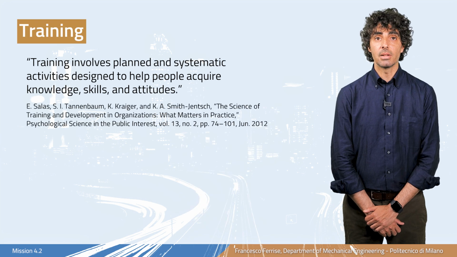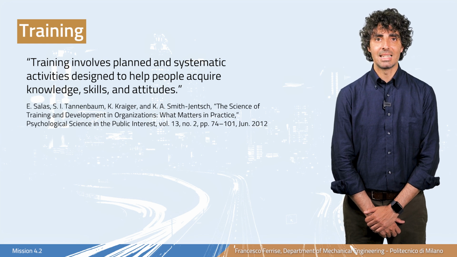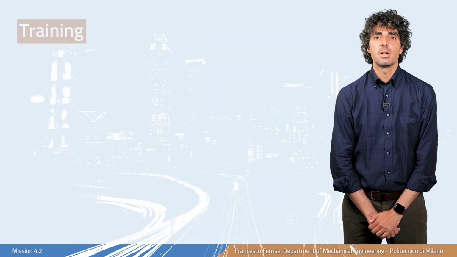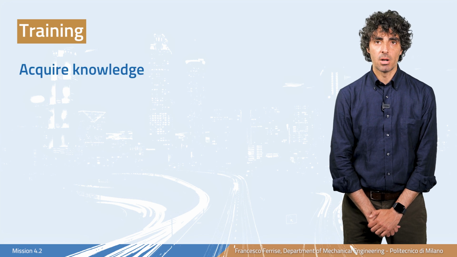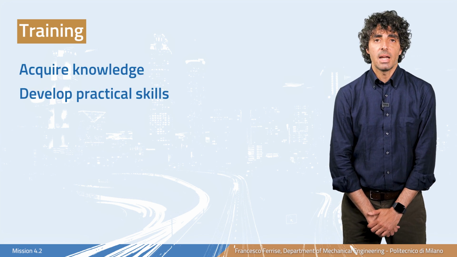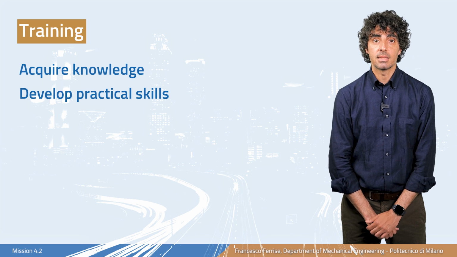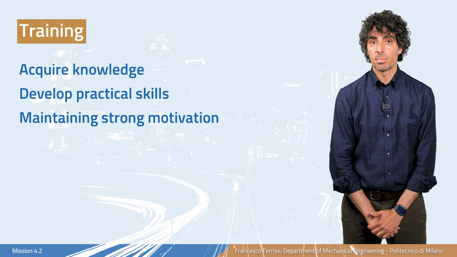Let's start defining training. According to the scientific literature, training involves planned and systematic activities designed to help people acquire knowledge, skills, and attitudes. What does it mean? Imagine you decide to learn to play a new sport. First, you should learn and understand the game's rules and strategies, so acquire knowledge. Next, you need to develop practical skills. Finally, maintaining a positive mindset and a strong motivation would be crucial to endure the demanding training process, so the attitude.